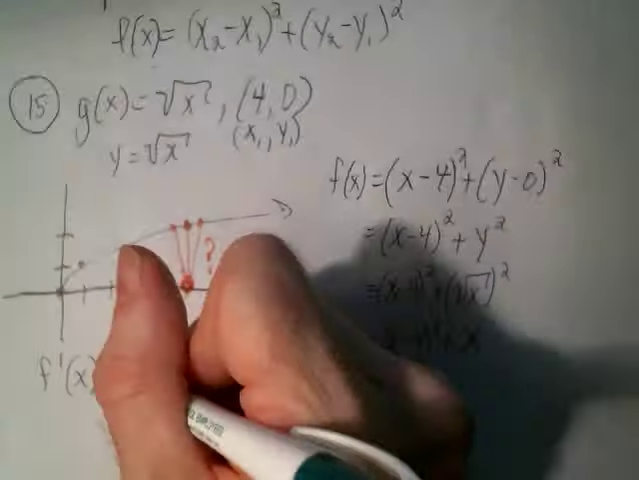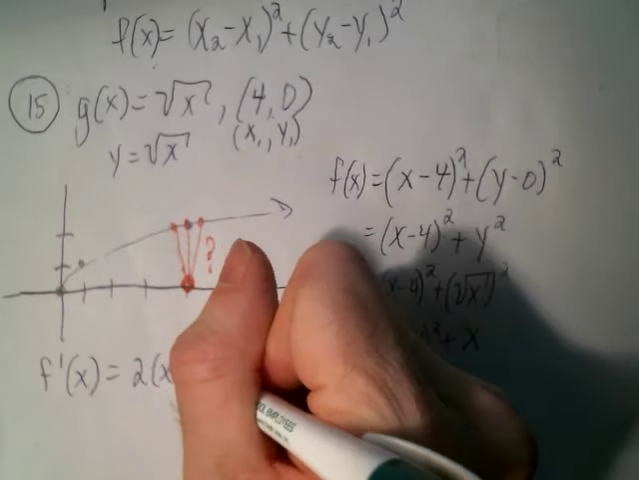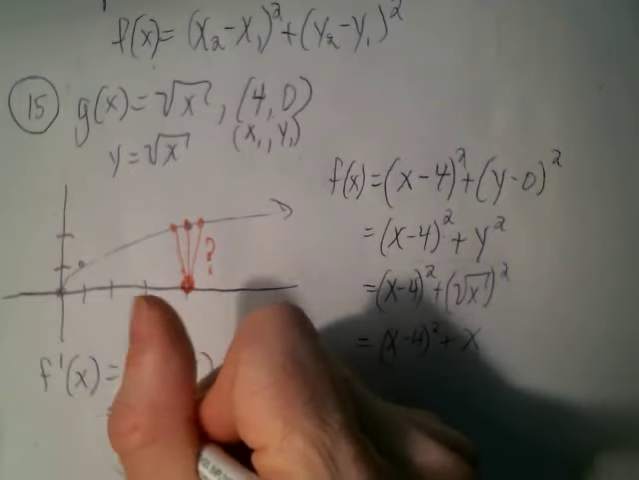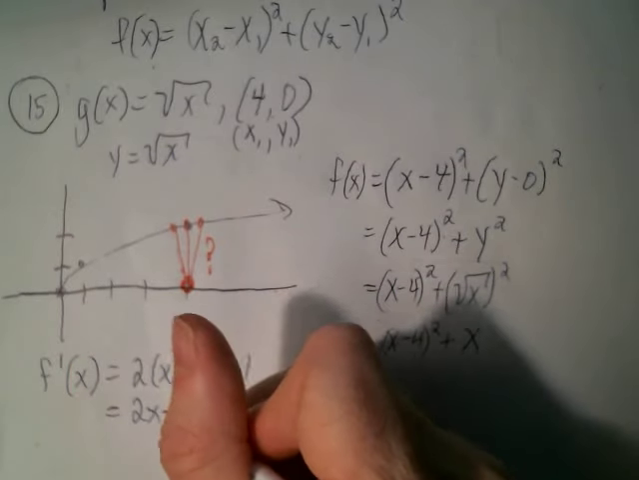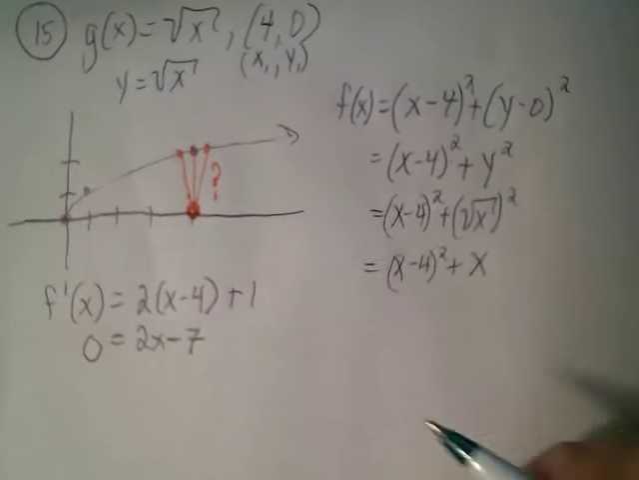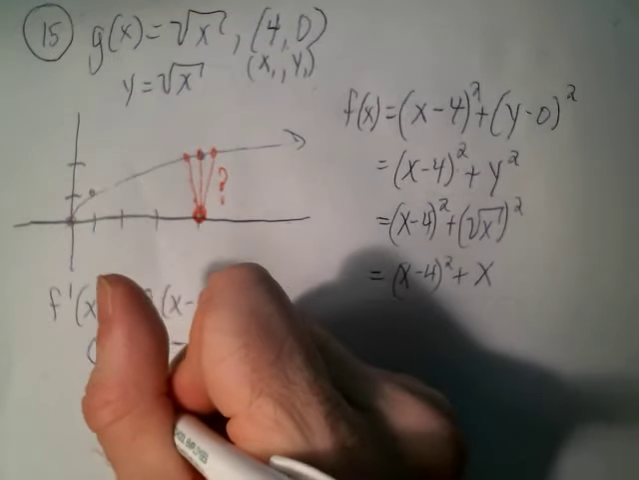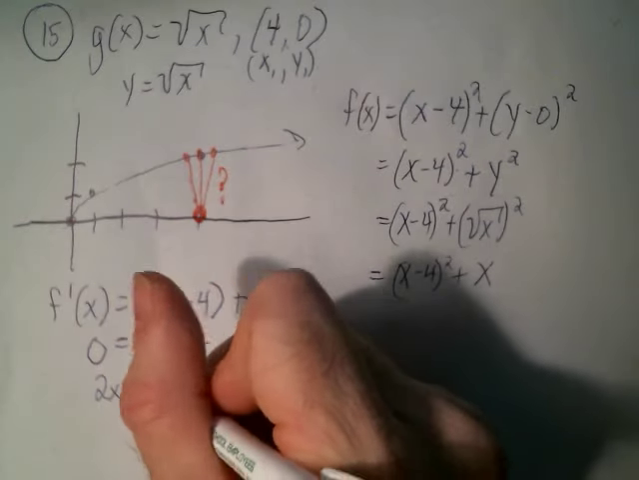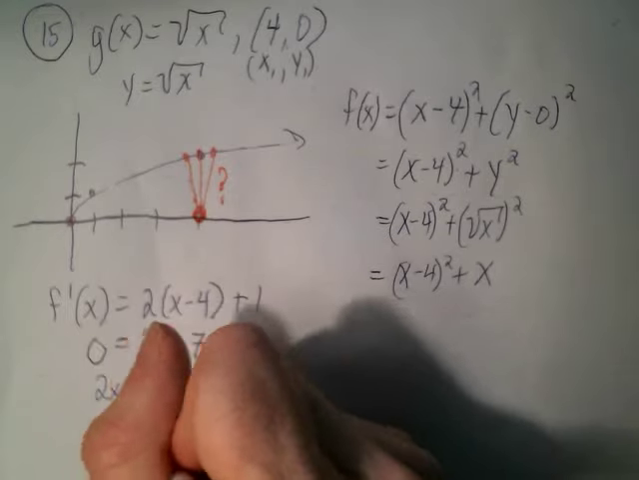So power rule on that part, 2 times x minus 4 plus 1 equals 2x minus 8 plus 1 is 2x minus 7. Set it equal to 0. And you get 2x equals 7. And then x equals 7/2.